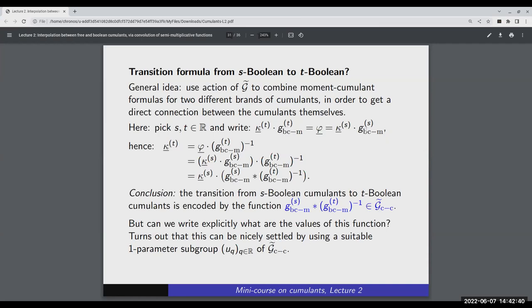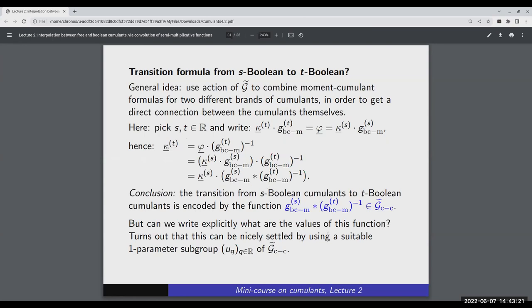And at the same time, moments are the action of the other transition function on S cumulants, okay? And you eliminate phi, yeah? And you get that the T Boolean cumulants are obtained out of the S Boolean cumulants by action on the right with this element of the group G tilde. And this element has to be in the group because BCM S and BCM T are both on the right coset. So then this expression really is in the group cumulant to cumulant. Okay, so you've got this element.